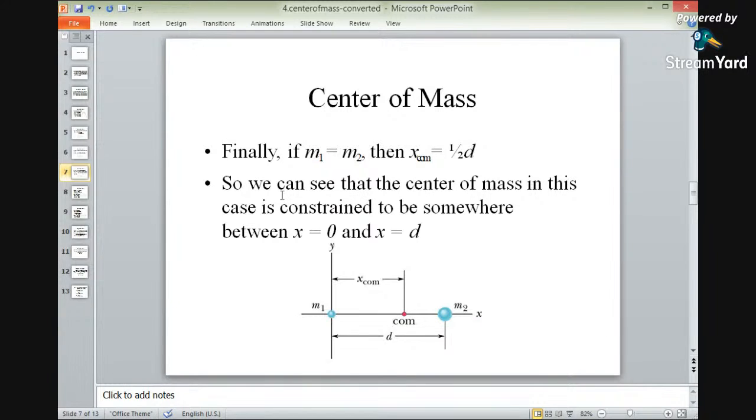Okay, half of d. So we can see that the center of mass in this case is constrained to be somewhere between x0 and xd. All the mass is to be assumed at some distance. Okay, because m1 is also available, and m1 is equal to m2, therefore the center of mass will be somewhere in between these two masses. Okay, it has been taken as d by 2.